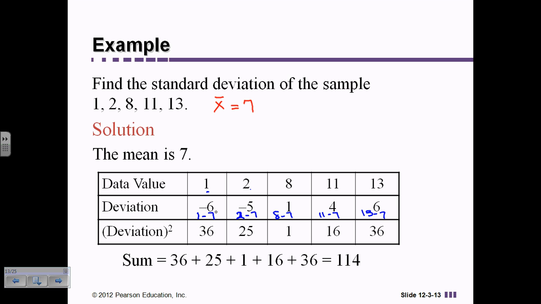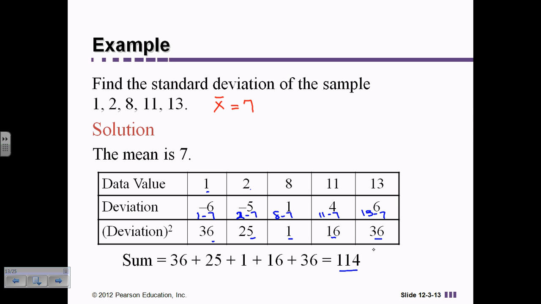And that's where I got the negative 6, the negative 5, the 1, the 4, and the 6. Then I take those numbers, negative 6, negative 5, 1, 4, and 6, and I square them, and I get 36, 25, 1, 16, and 36. I add all those numbers together and I get 114.